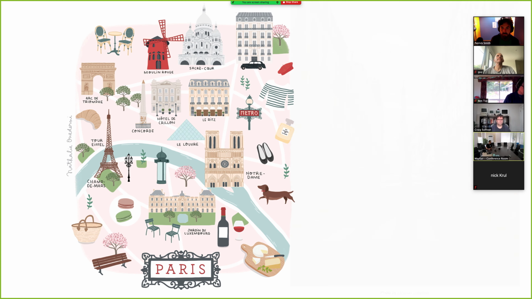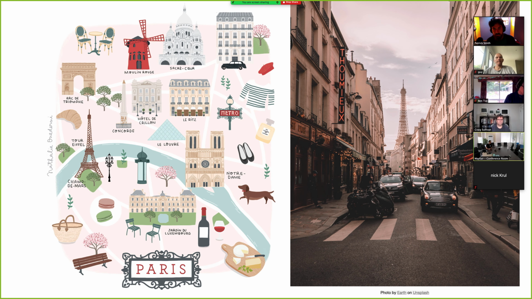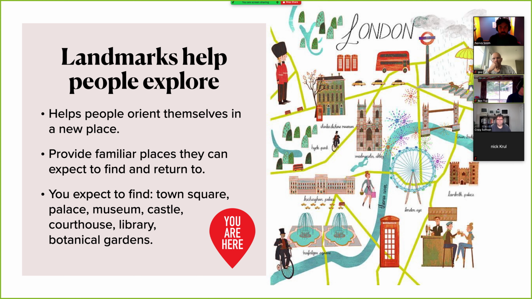And so if I go to Paris, one of the things that these unique landmarks help me do is orient myself in that space. And so I can walk around Paris and then I see the Eiffel Tower in the distance and I go, oh yeah, just yesterday it was this far away. And now I'm closer, and it helps me get familiar with this unfamiliar space. So these landmarks help you explore a place. And so they also provide, so here's a picture of London, they also provide familiar places that they can return to.